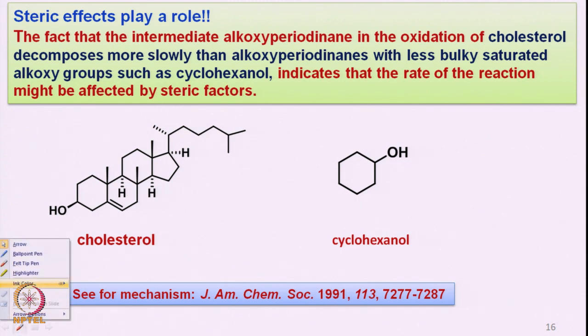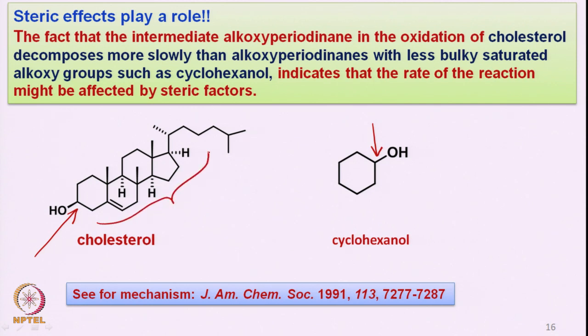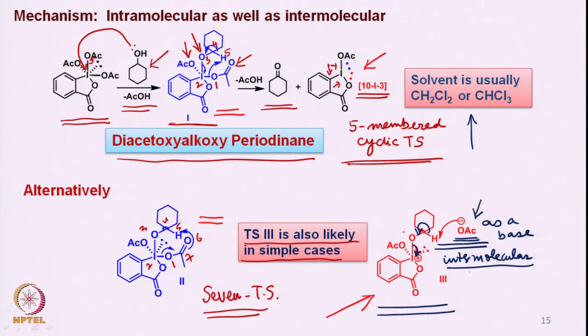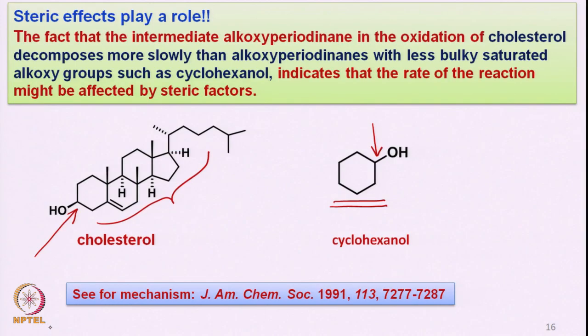So say, for example, if one takes a case of cholesterol, now this alcohol here, you compare this alcohol with this alcohol here. Here you have a bulk of the cholesterol that we have, whereas there is not much of a bulk of this. If the reaction was occurring according to this mechanism here, where it is an intermolecular removal of proton, or the oxidation takes place in intermolecular fashion, then there should not be much difference in the rate of cholesterol versus the normal cyclohexanol. But it is seen that this reacts very slowly compared to cyclohexanol, indicates that there is a role of steric effects that plays.